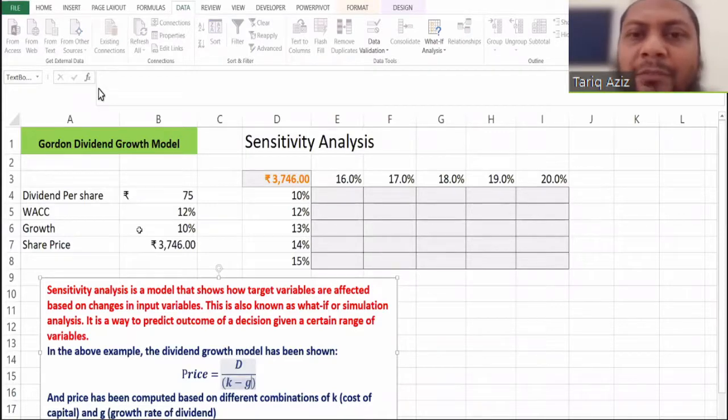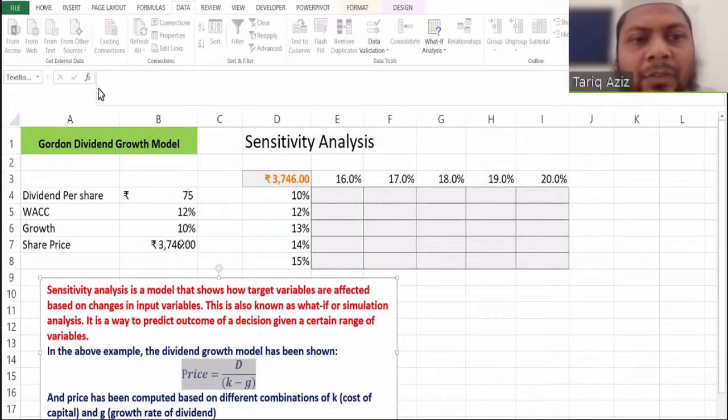If we have these three figures, we can compute the share price based on these three inputs as per the Gordon dividend growth formula. This formula is known as the Gordon dividend growth formula. Dividend divided by cost of capital minus growth rate. So this is the formula in front of you, this one.